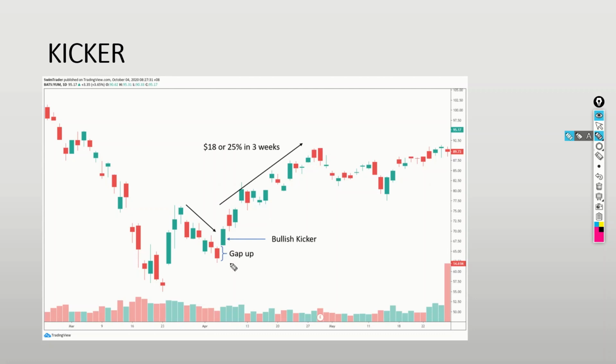So for example, when you look at the chart here, can we spot some kickers? Of course. When you look at the downtrend right here, this candle closed low, and then it was preceded by a gap, and then this candle opened from here. So this is what we call the bullish kicker.